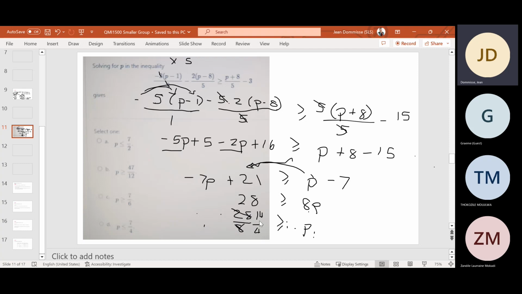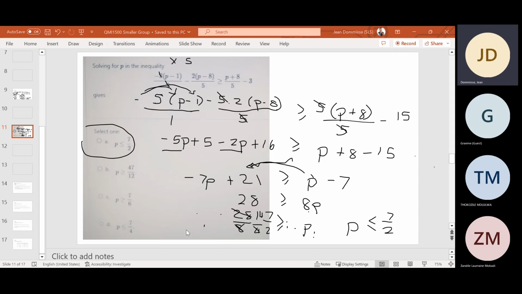Okay, then, okay, so 7 over 2. Okay, so p is smaller or equal to 7 over 2, so we can write it that way, or we can write it this way. It's exactly the same answer, which will then give you that option.